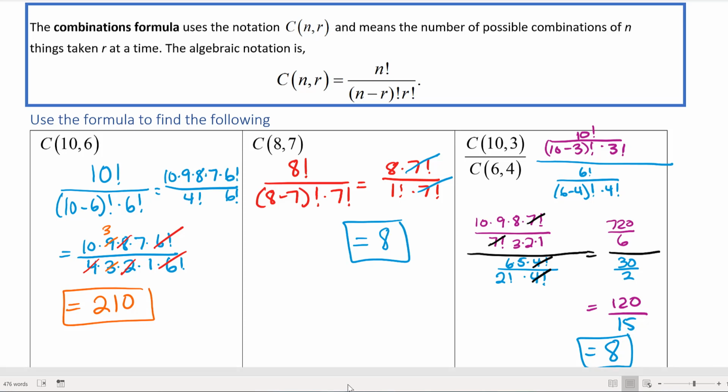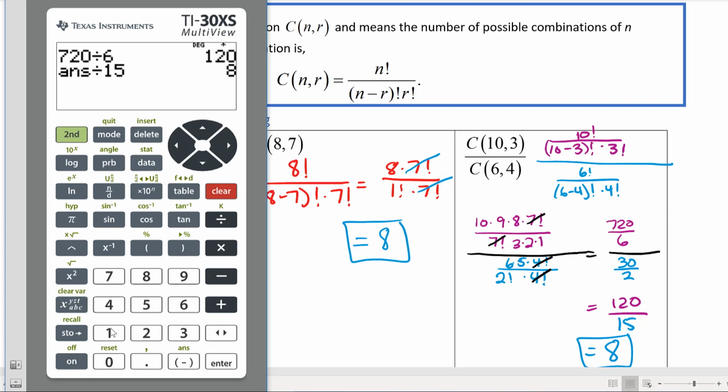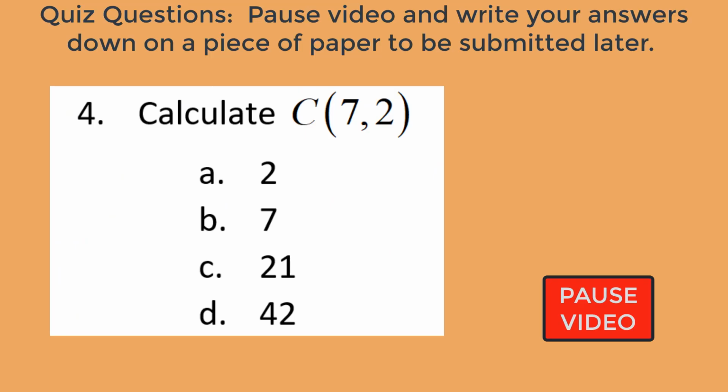And then if you had a calculator with a combination button on it, you could do this problem a lot more simply by just doing 10, use the probability function, choose the combination function, then hit divide, and then 6 combination 4, and hit enter, and you're still going to get the same answer, 8.